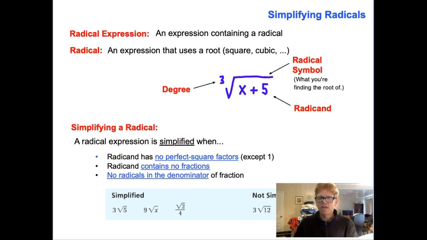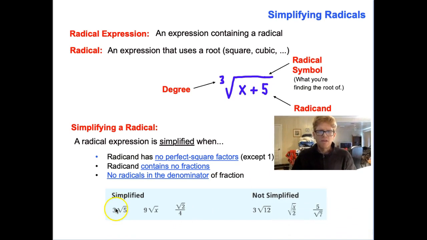So here are some examples, and I'll move so that you can see. These are simplified. You notice here there are no perfect square factors. 5 has no perfect squares, contains no fractions, and it has no radicals in the denominator. Same here. And of course, even though this is a fraction, it contains no fractions underneath the radical symbol, and there are no radicals in the denominator. In this case, however, we do have a situation where there is a perfect square. 4 times 3 gives you 12, so you could take the square root of 4, and that would give you 2. This has a fraction underneath the radical symbol, and this one has a radical in the denominator.